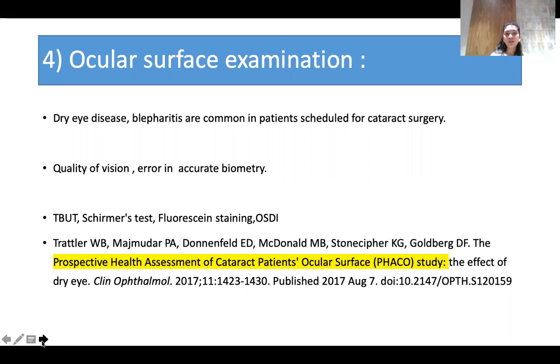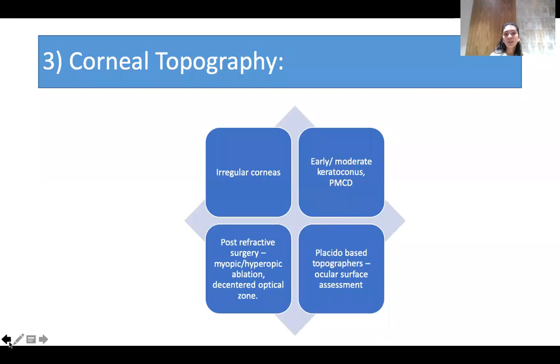Early cases of corneal ectasia, such as keratoconus and PMD, and it becomes very, very important especially in cases of post-refractive surgery, because it will help you identify whether the patient underwent a myopic treatment or a hyperopic ablation, and also determine whether the optical zone is centered or decentered. Certain placido-based topographers will also give you a raw image of the ocular surface. So if you have distorted mires, you're dealing with a dry eye patient, and that needs to be treated first. Next slide, sir.